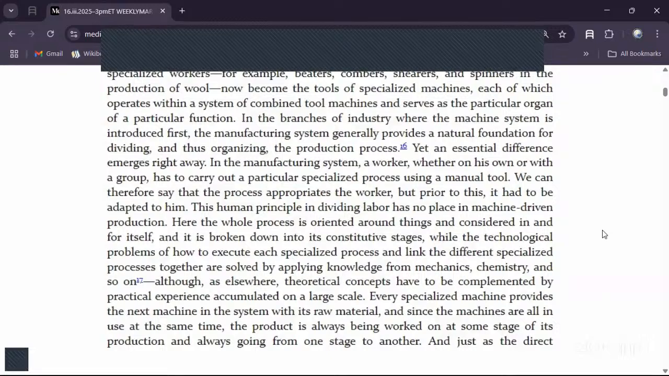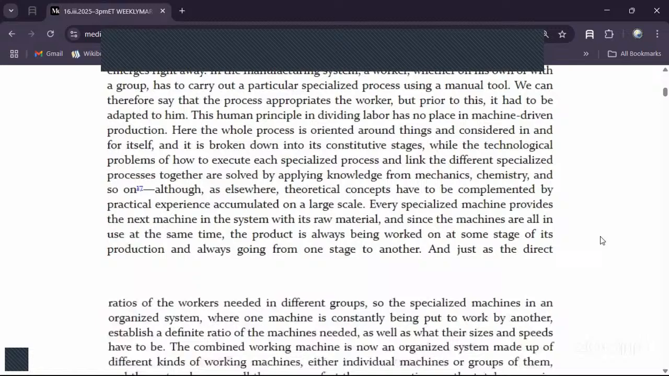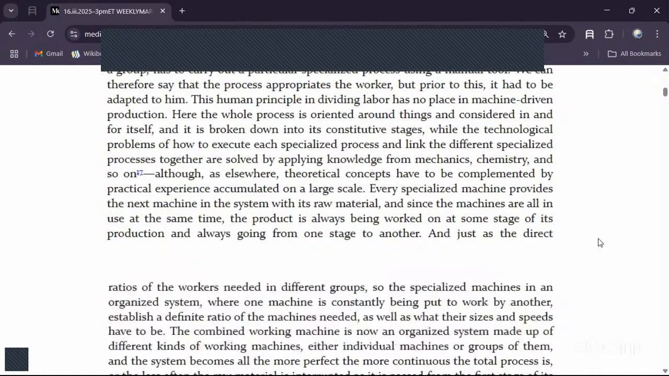This human principle in dividing labor has no place in machine driven production. Here, the whole process is oriented around things and considered in and for itself, and it is broken down into its constitutive stages, while the technological problems of how to execute each specialized process and link the different specialized processes together are solved by applying knowledge from mechanics, chemistry, and so on. Although, as elsewhere, theoretical concepts have to be complemented by practical experience accumulated on a large scale.